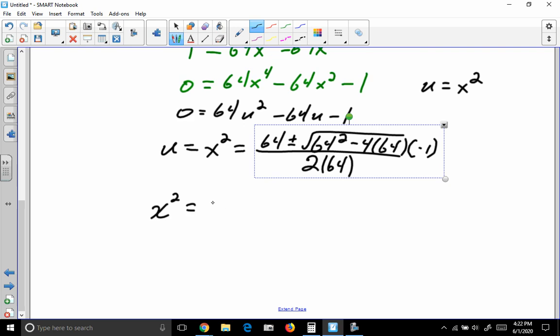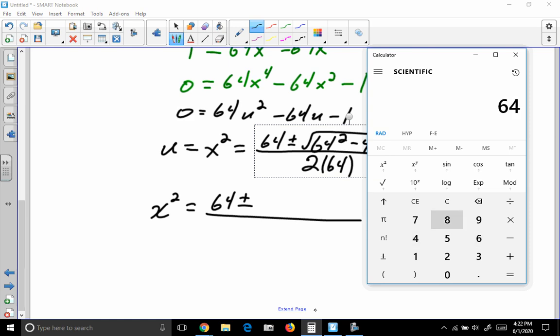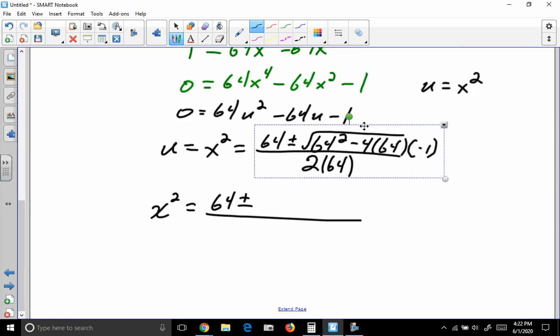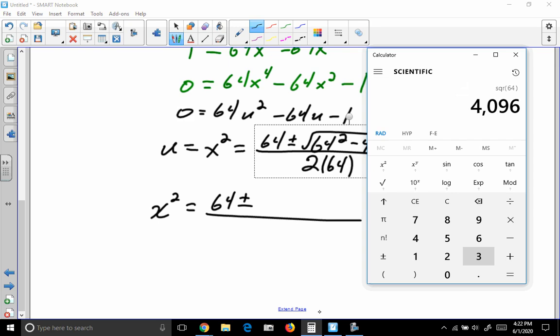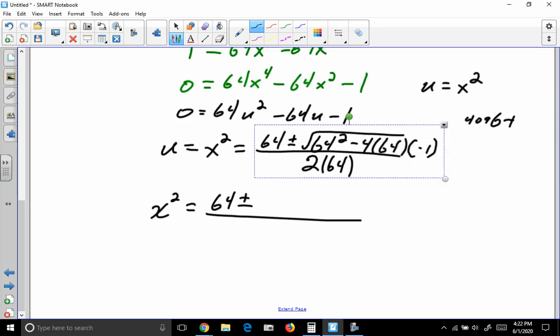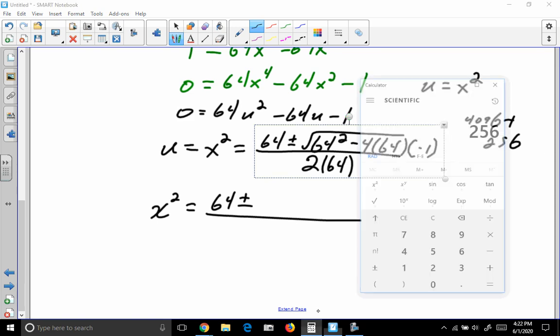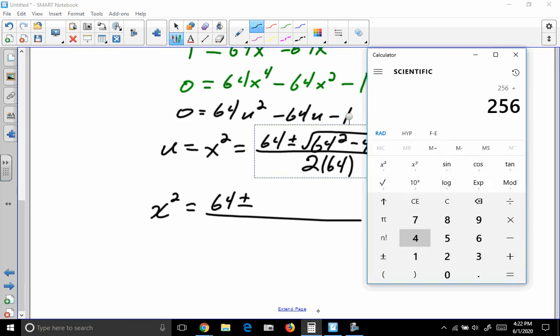So if we simplify, we have 64 out front, plus or minus, we have 64 squared, which is 4,096. We have negative times negative, which is positive. 4 times 64, so 256. So 4,096 plus 256.